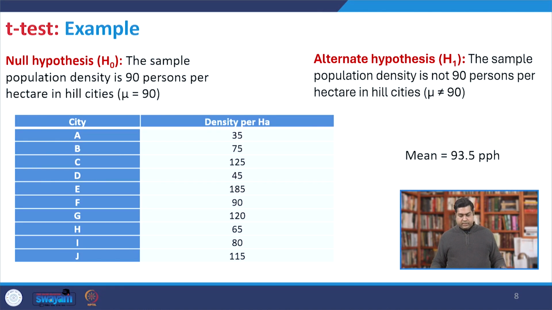Now, let us understand this example: the sample population density is 90 persons per hectare in hill cities. We assume that mu, the mean, is 90, and the alternative is that it is not 90. That is the assumption. We are taking 10 cities here, where you have values like 35, 75, 125. Somewhere it is more, somewhere less, and the mean of all those values is nothing but 93.5 persons per hectare.